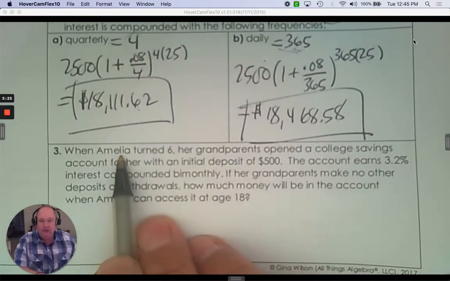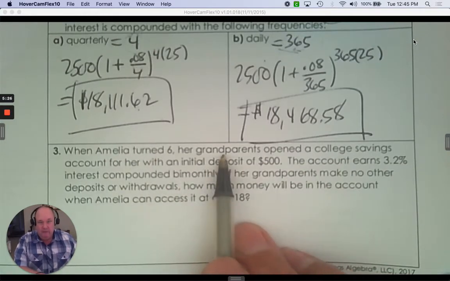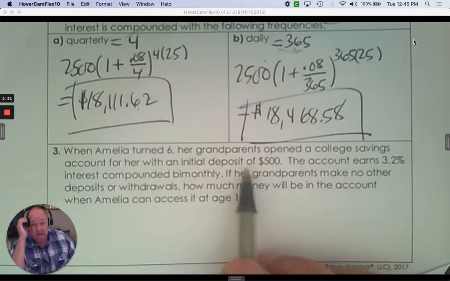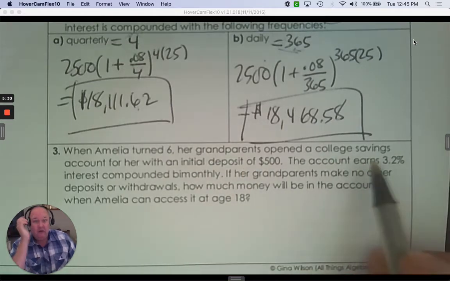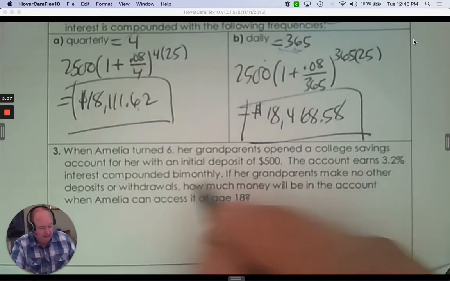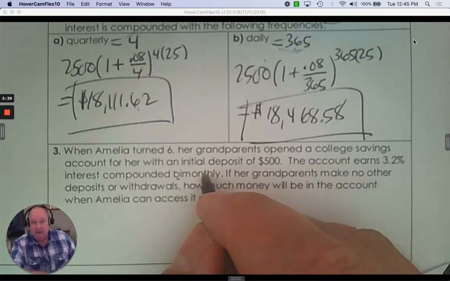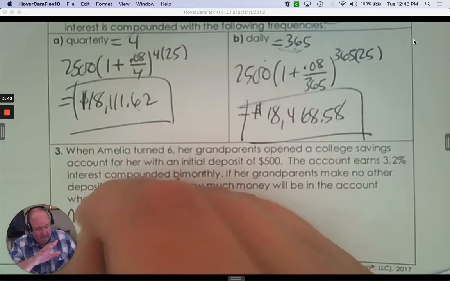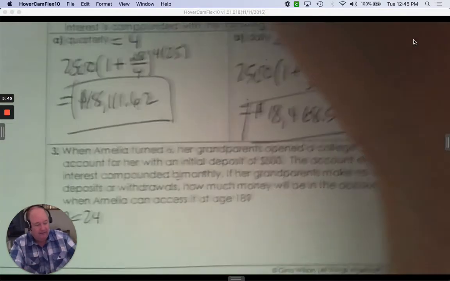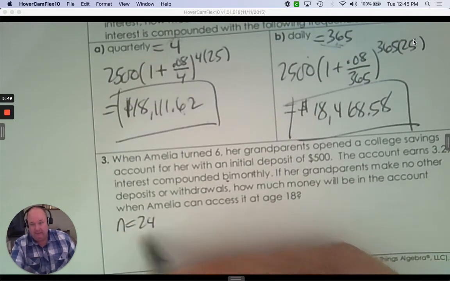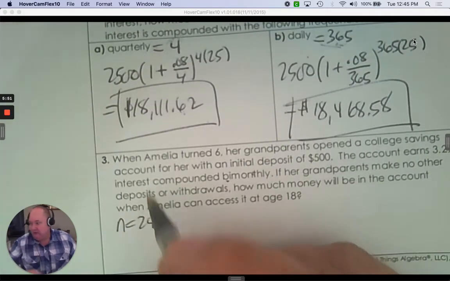When Amelia turned 6, her grandparents opened a college savings account for her with an initial deposit of $500. The account earns 3.2% interest compounded bi-monthly. So bi-monthly means twice a month. So 12 months, that means n is going to equal 24, right? So bi-monthly, twice a month. How many times is that being compounded every year? So it's 24.